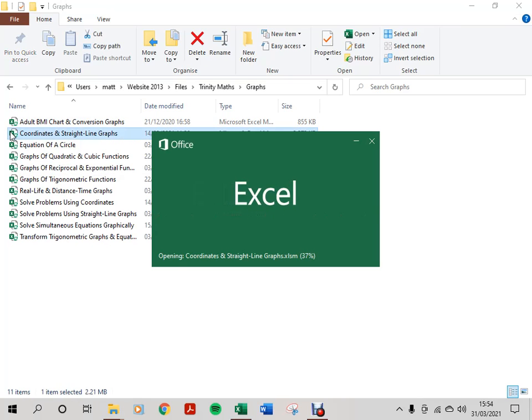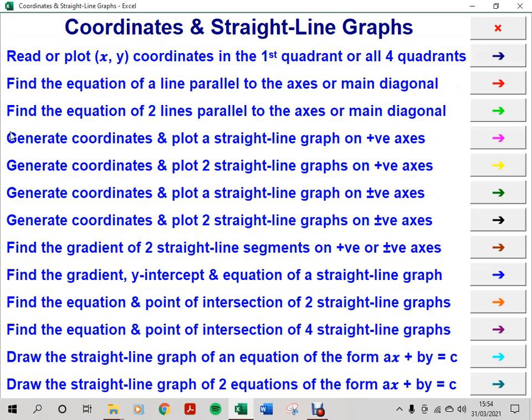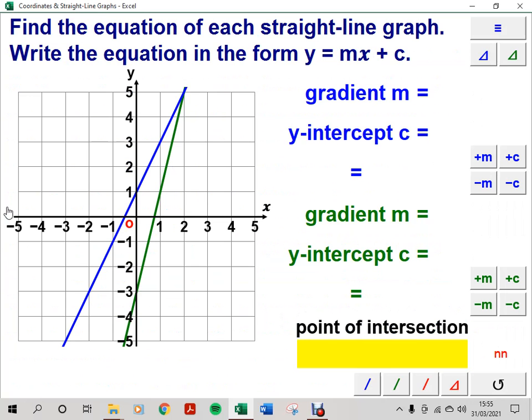This is a macros enabled Excel spreadsheet, and I'm looking for find the equation and point of intersection of two straight line graphs. This is an interactive graph showing two equations of a straight line in the form y equals mx plus c. Let's hide the green line and focus on the blue.